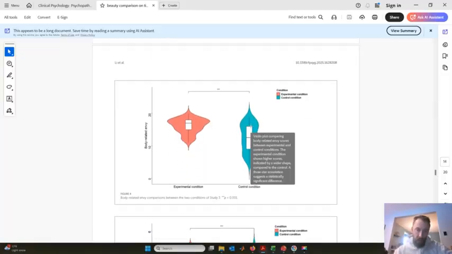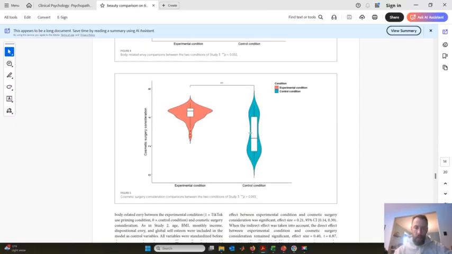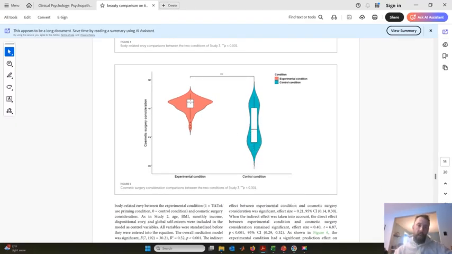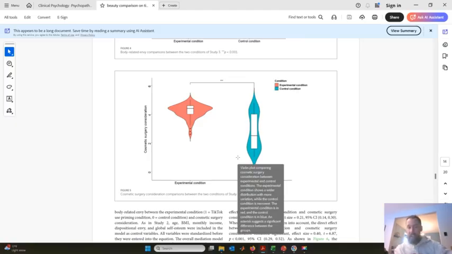And then that's for study 3. Body-related envy, again, is higher in the TikTok than in the control. And then how much you're considering getting cosmetic surgery is higher in the women who looked at TikTok than the controls in study 3. So, kind of from that, I get the basics of this study.